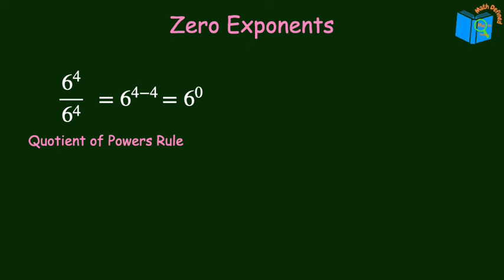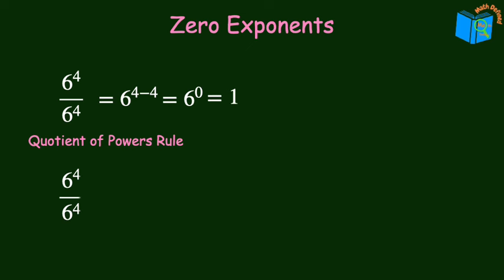But you might be thinking, wait, didn't we just see that 6 to the fourth over 6 to the fourth is equal to 1? Yes, we did. And this is why I chose this example, to show you that any value except 0 with a 0 exponent is always equal to 1.